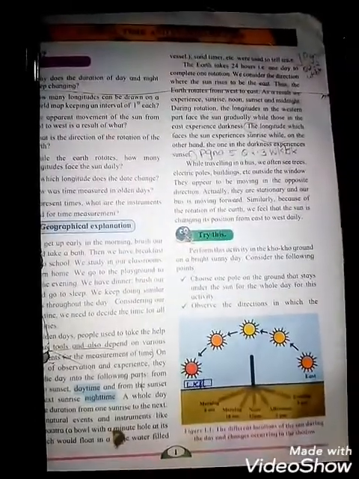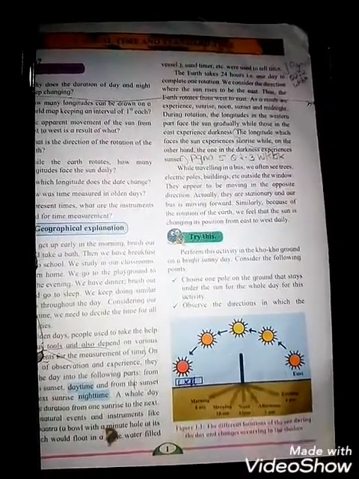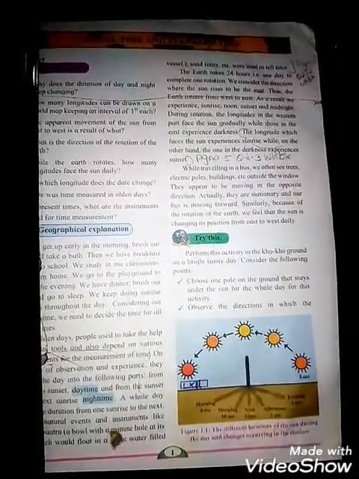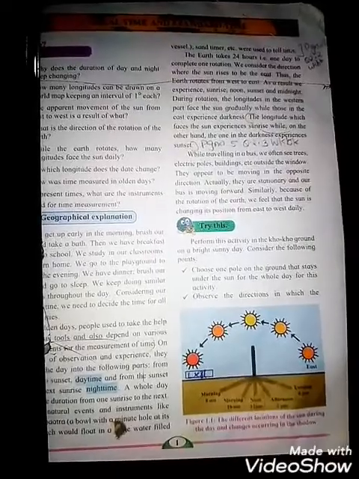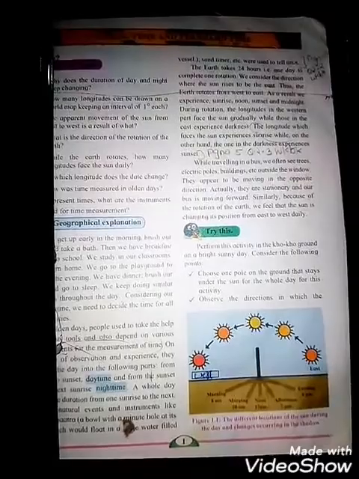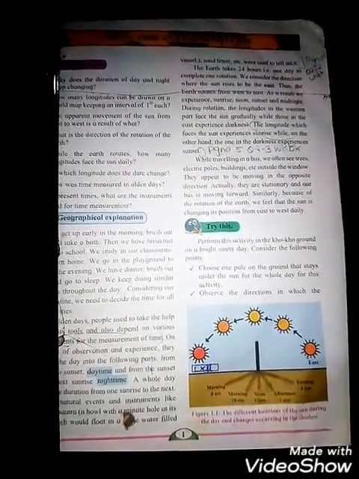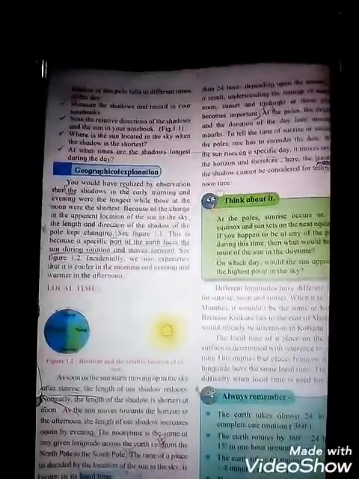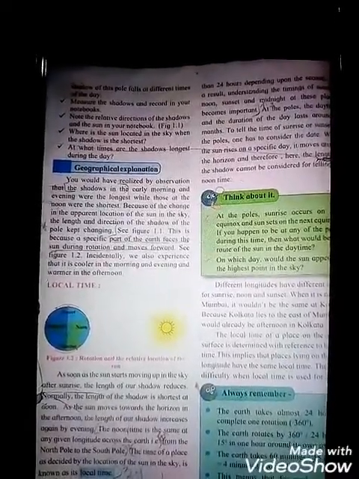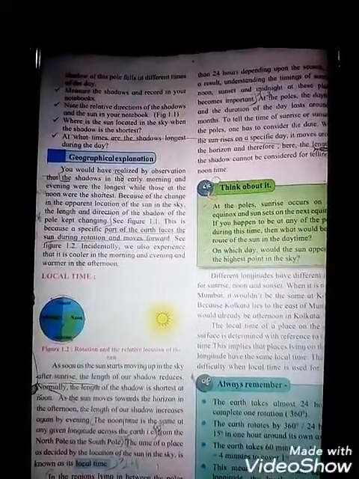Choose one pole on the ground that stands under the sun for the whole day for this activity. Observe the direction, see the pole, and see how the shadow is longer and when it is shortest. Okay, so activity based questions are given on the backside here. You have to find out this answer. It is just like homework.